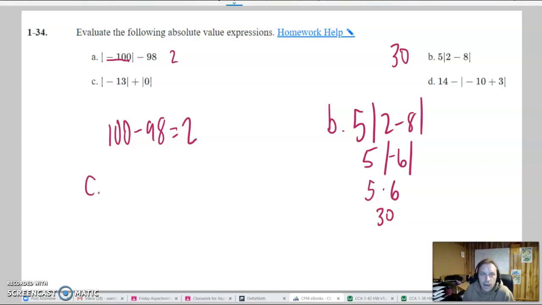C, how far is negative 13 from 0? Plus the absolute value of 0. So negative 13 is 13 away. 0 is 0 away, and I end up with a value of 13.